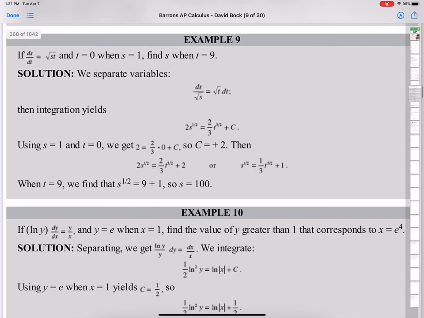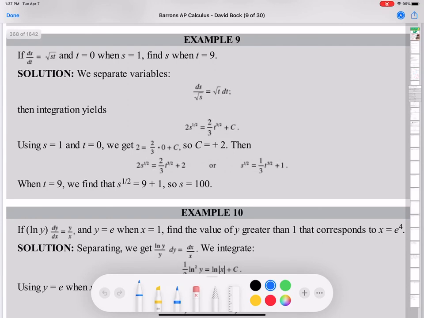Number 9. ds over dt equals square root of s t. I'll rewrite here, it's very tiny. So ds over dt is equal to square root of s times square root of t. It is easier, so we can separate.